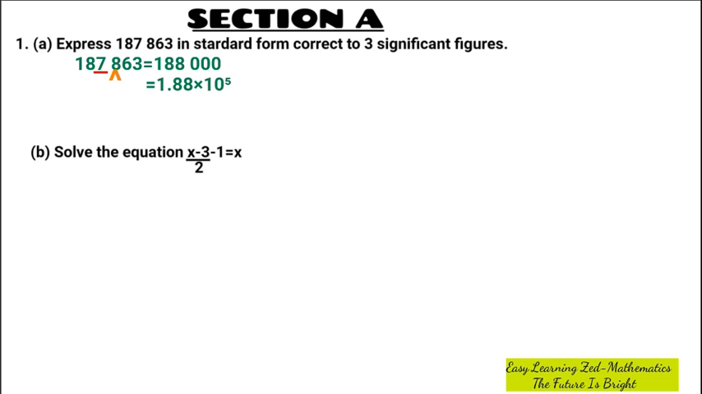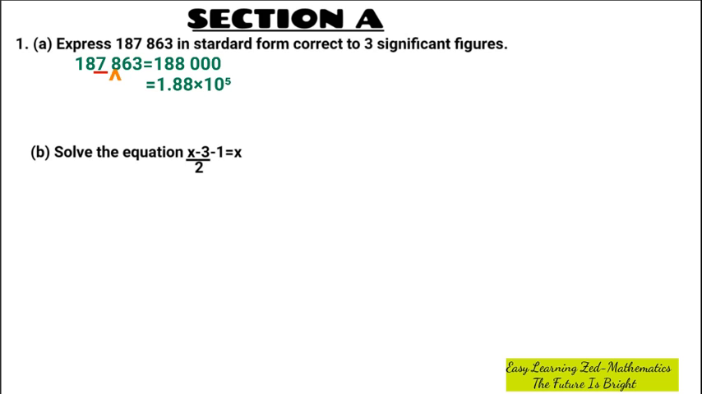Okay, and that we have written 187,863 in standard form, correct to 3 significant figures, which is 1.88 times 10 to the power 5. Okay, so that was the answer. Now we can go to number 1b. Number 1b is: solve the equation (x minus 3) over 2 minus 1 is equal to x.